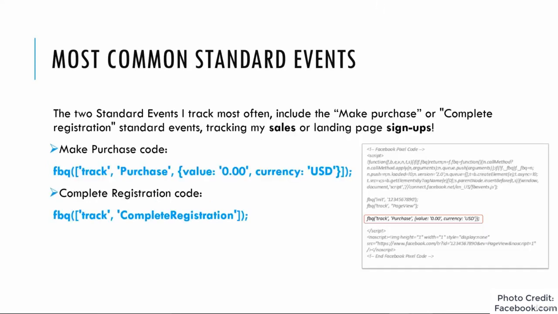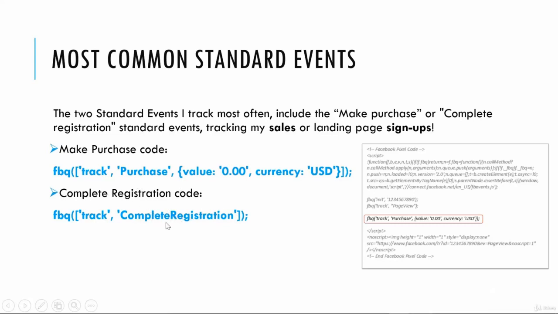The most common standard event codes I track are the make purchase or complete registration events. So these are for obviously tracking my sales and my landing page signups. The code for make purchase is fbq purchase, and then you can leave this blank or add in value and currency for even further reporting via your Facebook reporting. The next is the complete registration code.